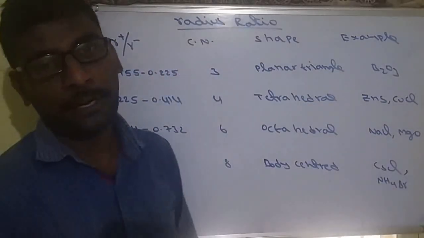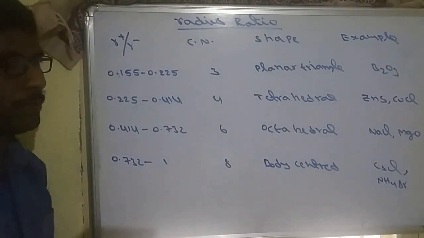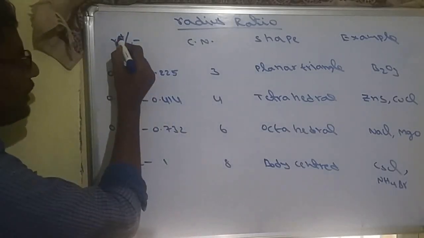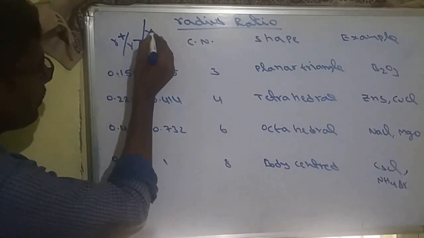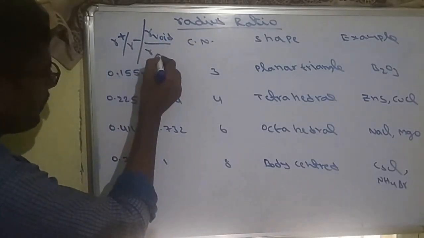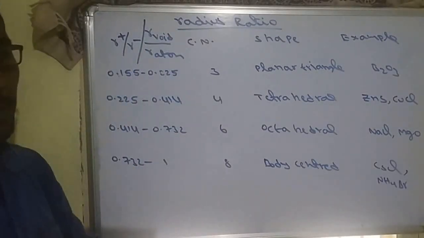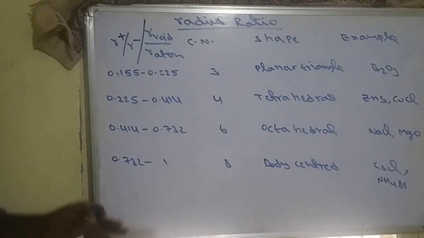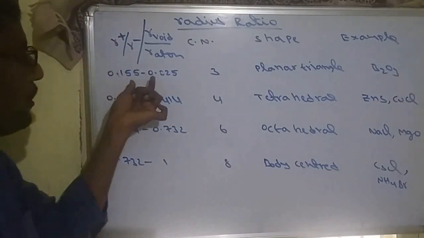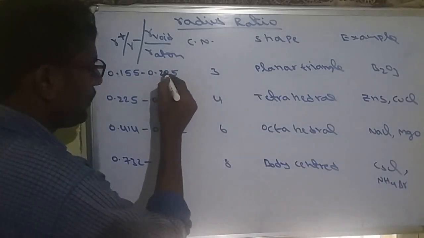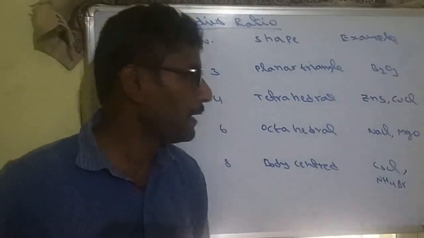So this is another important table. The table is called the radius ratio table. In the radius ratio table, we will find the values of radius of cation by radius of anion, or sometimes it is also called radius of void by radius of atom. If the radius of cation by radius of anion is in between 0.155 to 0.225, then the coordination number will be 3. The shape will be planar triangle.